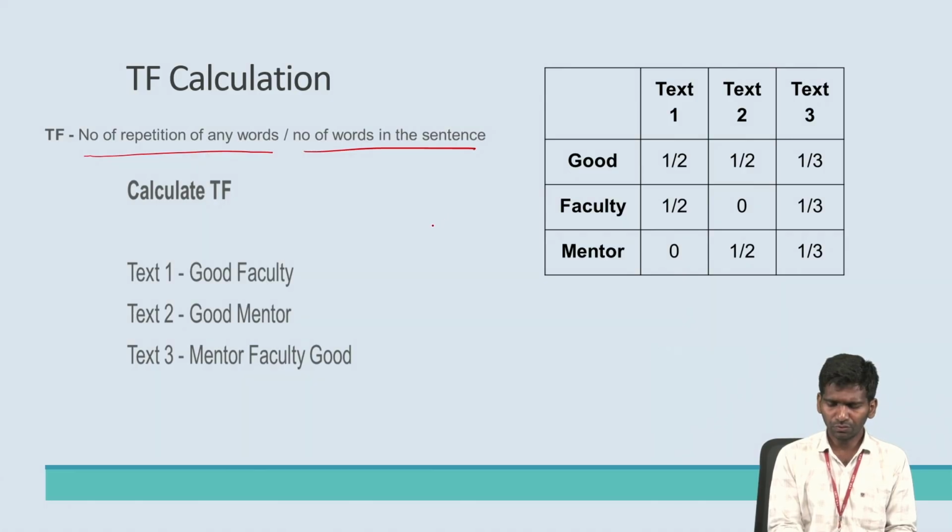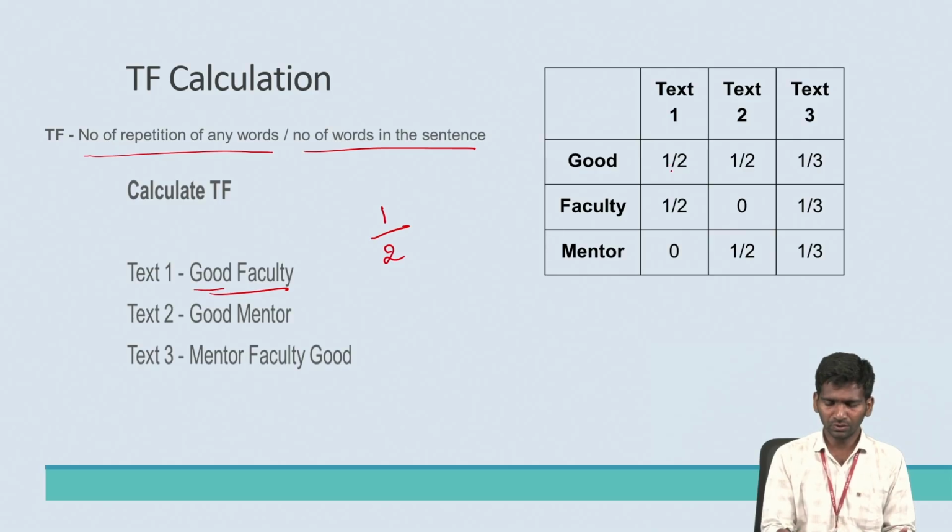Now tell me, number of repetitions of a word: how many times is good repeating in this sentence? 1. And how many words are there in the sentence? 2, right? So 1 by 2. Similarly, I will write 1 by 2 here. So in total there are two words for this, so everything is divided by 2.